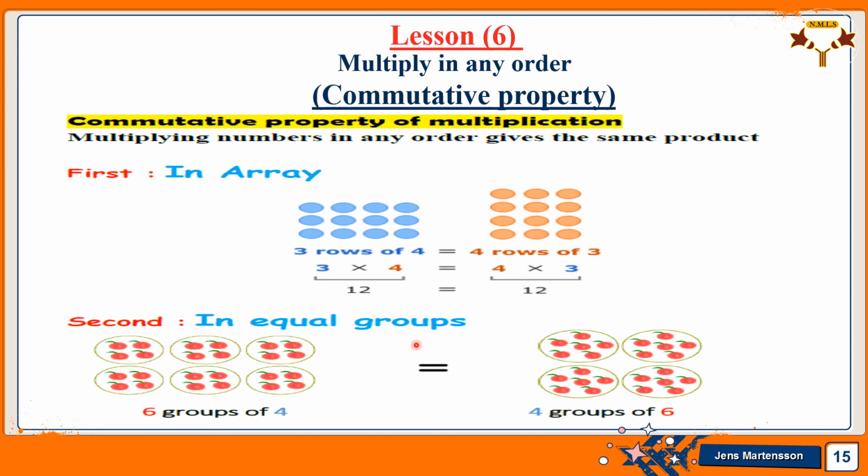Let's see in equal groups. Here we have 6 groups of 4, and here we have 4 groups of 6. So let's write our multiplication equation. It will be what? It will be 6 times 4, and on the other side here we will write what? 4 times 6. So we can say 6 times 4 equal 4 times 6. Both of them equal what? Equal 24. Okay?